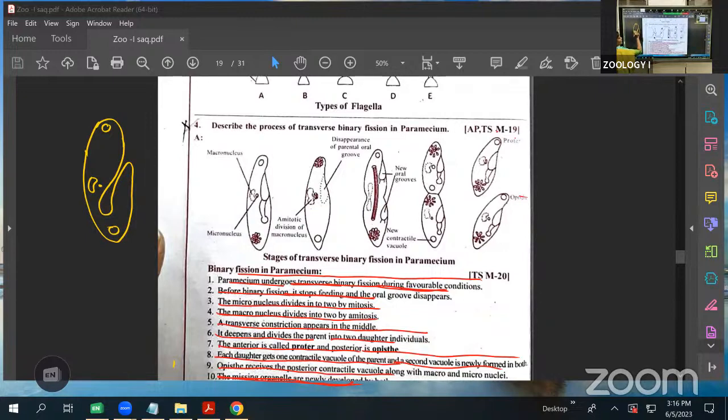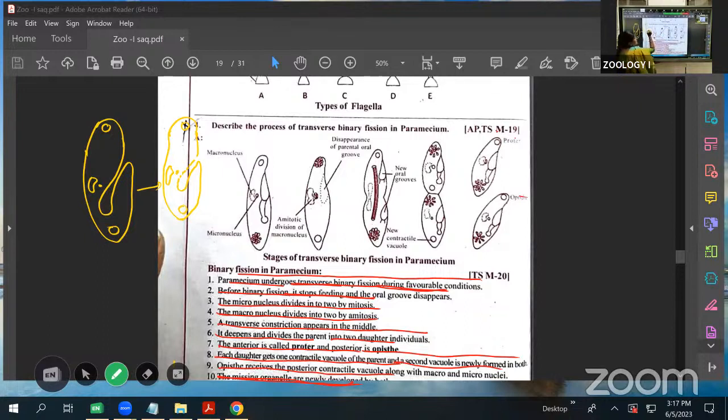For the second condition, you draw like this only. Draw the oral groove as dotted lines, because the oral groove disappears. The anterior contractile vacuole and posterior contractile vacuole, just change the shape. Here the macronucleus starts to divide. Like this, second step.